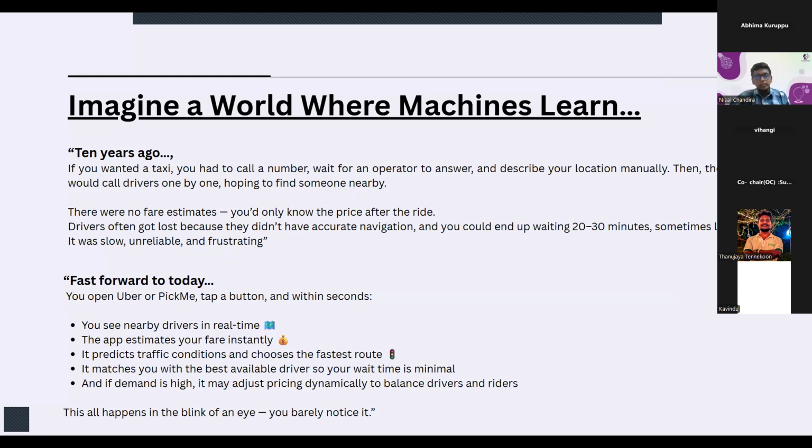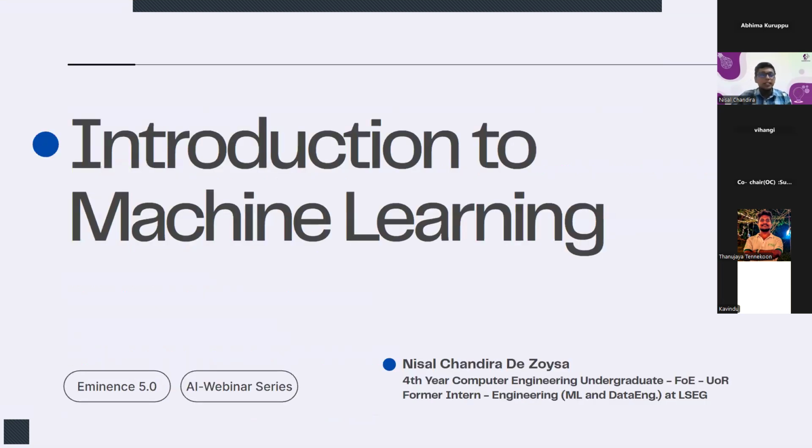All of this happens in the blink of an eye. You barely notice it, but all these things happen in an instant because of machine learning. You see the fare estimate, the dynamically adjusted price, and the match to a driver. Behind all these scenarios, machine learning is there. That's why it's so important to learn and give attention to this area. That's why we included a machine learning task in this year's Eminence competition as well.